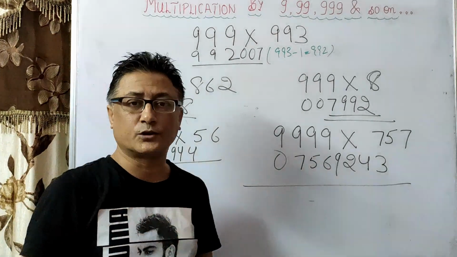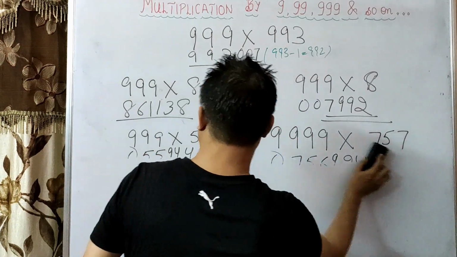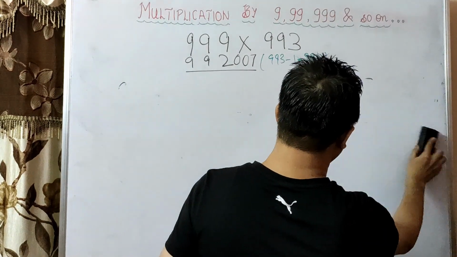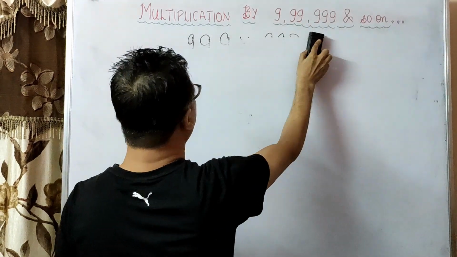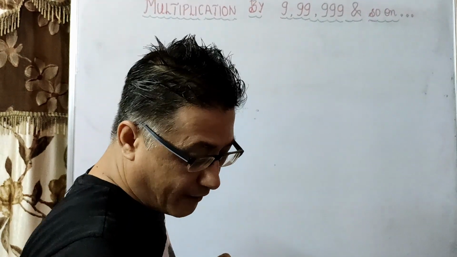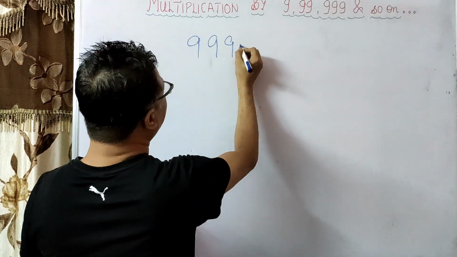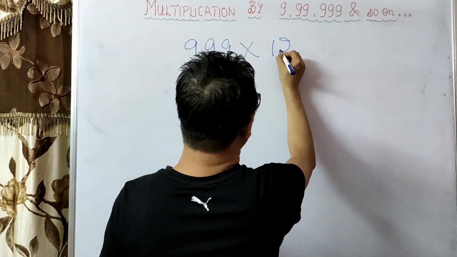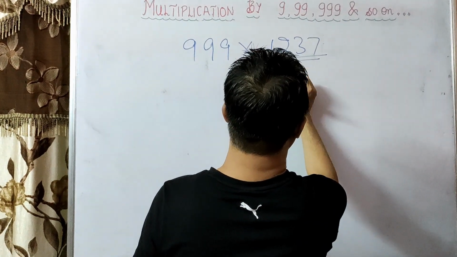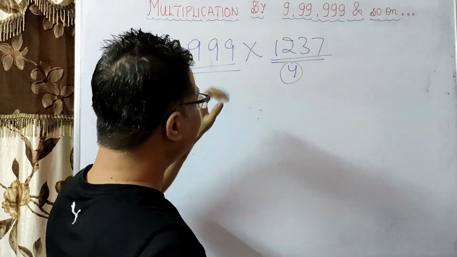So isn't it so easy? Now you might wonder that we have told you that this method is limited because for 999 we can use it only up to 3-digit numbers. So what if suppose we want to multiply 999 with say 1237. So now this number is a 4-digit number and it is bigger than 999, which is a 3-digit number.